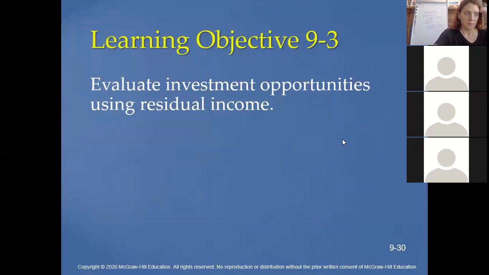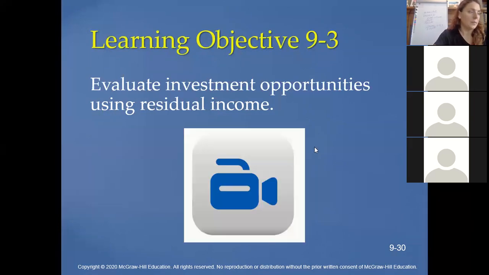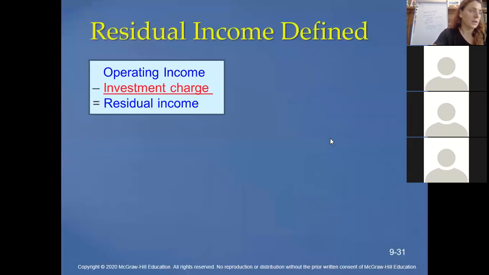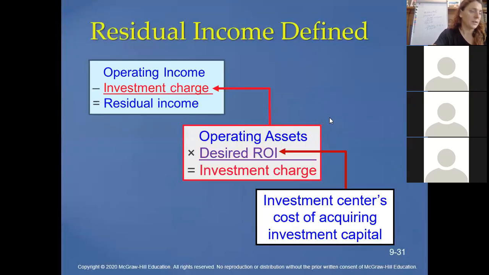Okay. We're gonna talk about residual income now. So here is sort of what your residual income is. This is just another way to look at profitability. The technical formula is operating income minus your investment charge. This is not going to give you a percentage. This is going to give you a dollar amount. So your investment charge is your operating assets times your desired ROI.